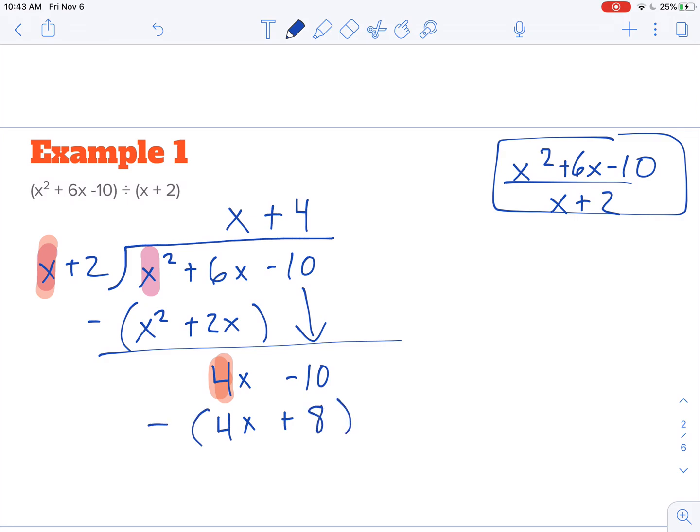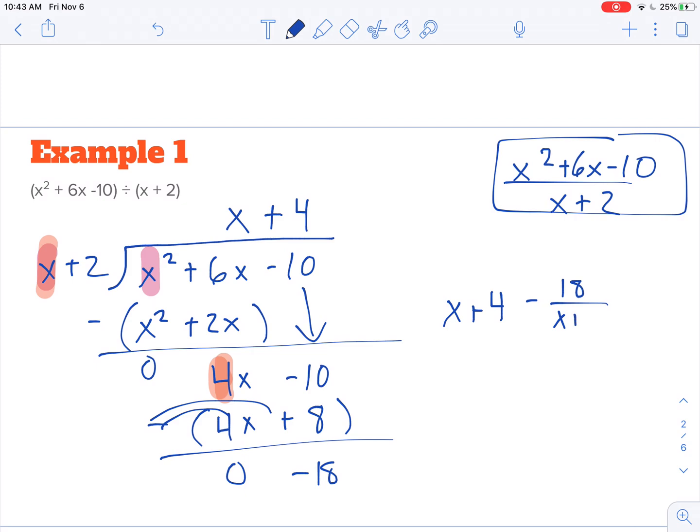And then I'm going to subtract the entire term. My 4x cross out. I'm left with 0 there. I was left with 0 up here as well. When I do this, make sure that you are distributing this to both terms. This is negative 10, a minus 8, because I'm distributing the negative to both places. So that means I have negative 18. My answer here is going to be x plus 4 minus 18 over x plus 2. What's that minus 18 over x plus 2?